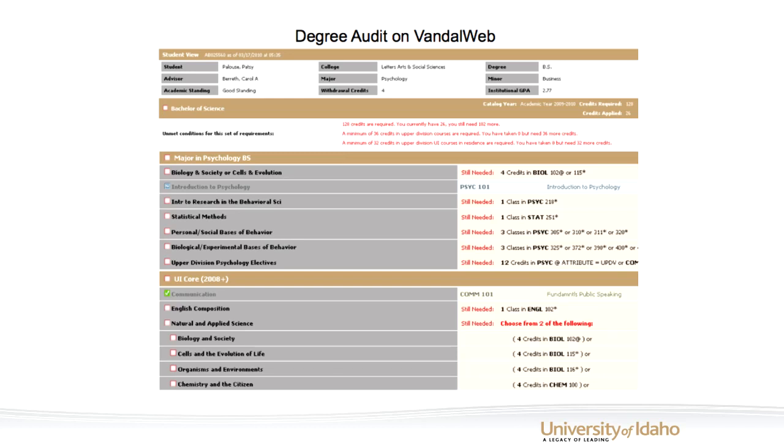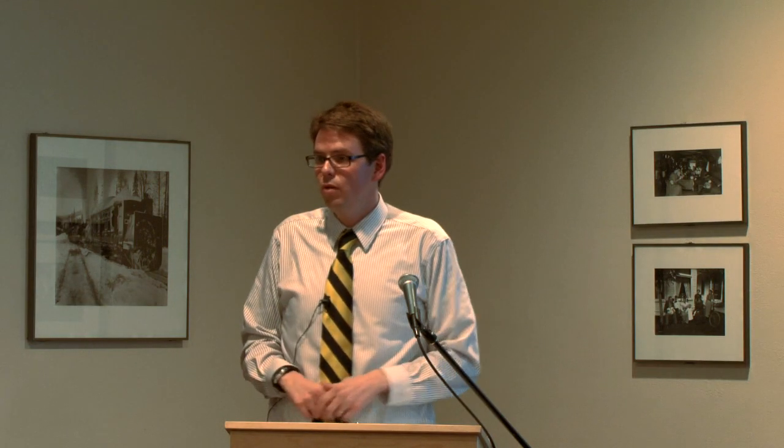This is what we do now. This is the new school. This is our degree audit tool. And each one of you already has a degree audit loaded onto our system, loaded onto VandalWeb, waiting for you to come take a look at it. It will be based on whatever major you selected in your admissions application, and it will list all of the requirements that you have to complete before you can graduate from the University of Idaho.